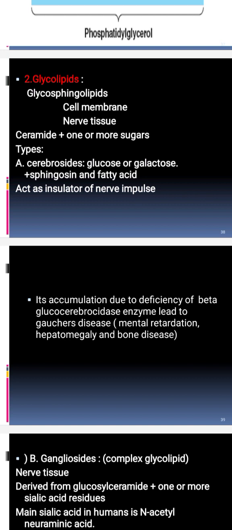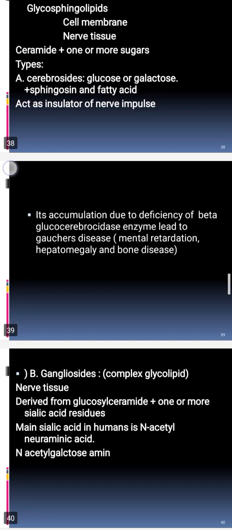When the sugar is glucose or galactose, we can call it cerebrosides. The cerebrosides act as an insulator of the nerve impulse, and its accumulation due to deficiency of the glucocerebrosidase enzyme can, of course, lead to Gaucher disease.